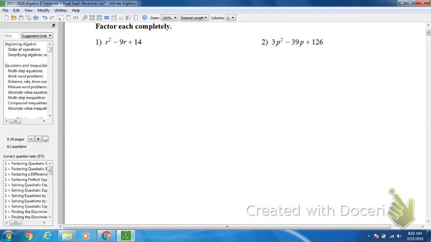Alright, so I'm going to look for two numbers here when it says factor completely. They're going to multiply to give me AC, and add to give me B. Remember, A is the number in front of the quadratic term, B is in front of the linear term, and C is our constant term. And don't forget that this 9 is actually a negative 9 because standard form is ax squared plus bx plus c.